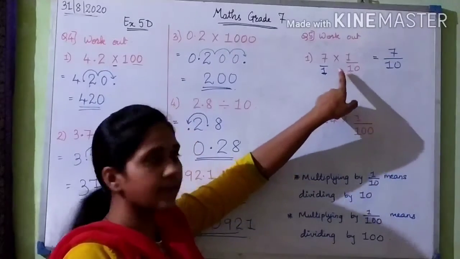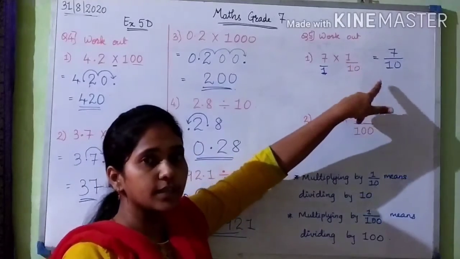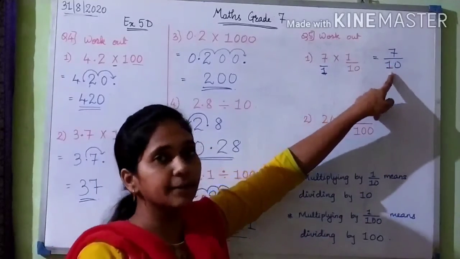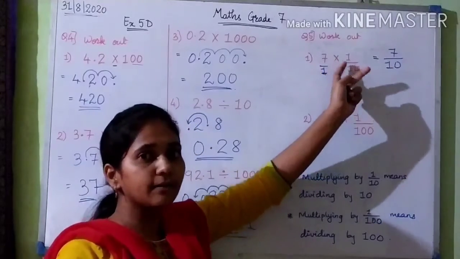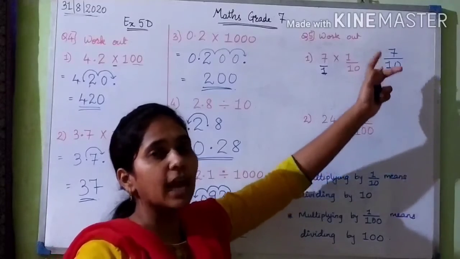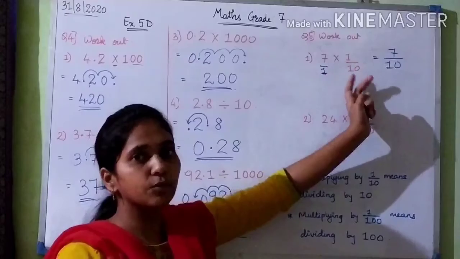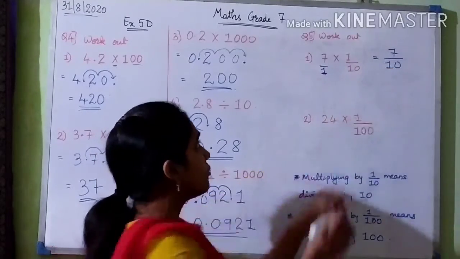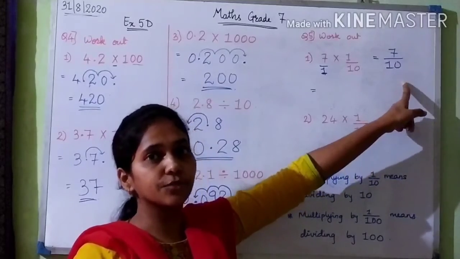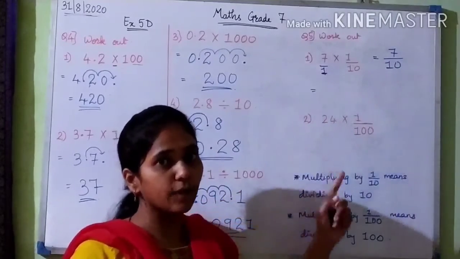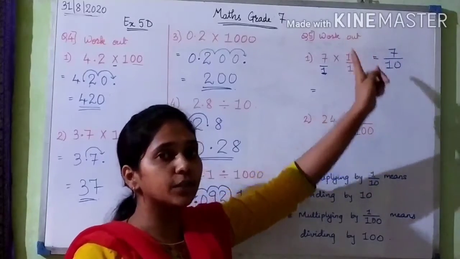So multiplying 7 to 1 by 10 is equal to dividing 7 by 10. So when we multiply a number by 1 by 10, it is the same as dividing that number by 10. Now we know when a number is divided by 10, the point gets shifted towards the left by 1 place, because there is 1 zero in 10. So it will get shifted by 1 place.